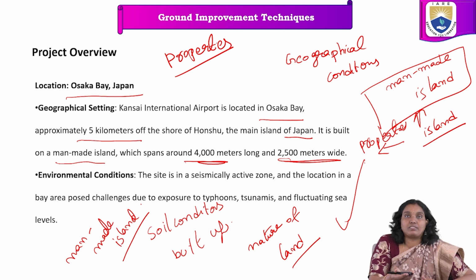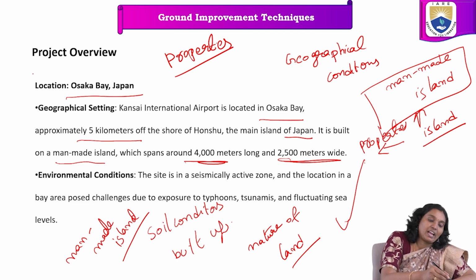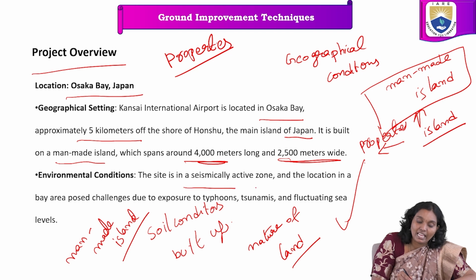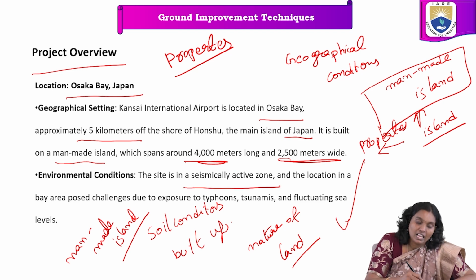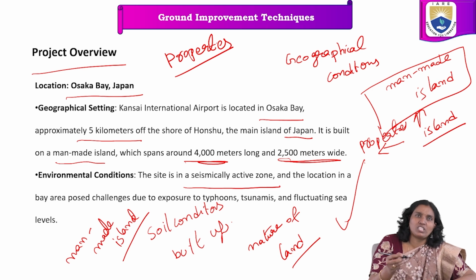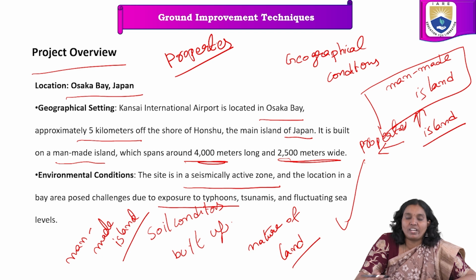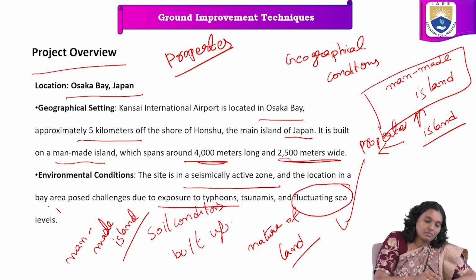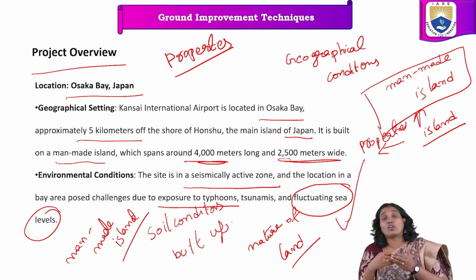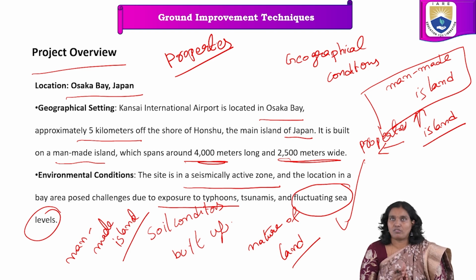What kind of various parameters and environmental conditions are involved in this, we may understand in this overall project overview. Coming to the environmental conditions, the site is in a seismically active zone, and the location in a bay area posed challenges due to exposure to typhoons, tsunamis, and fluctuating sea levels. These environmental conditions and observations we are going to understand in this overall project overview.